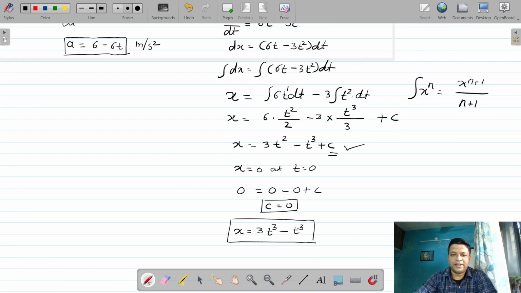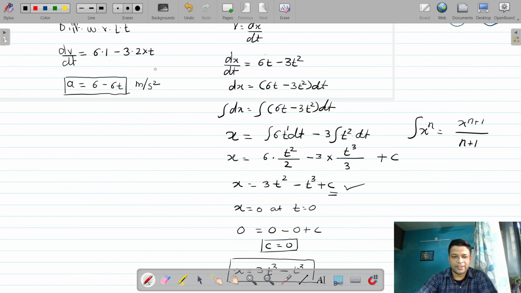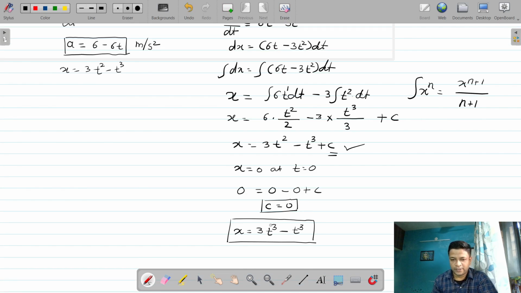By doing this simple integration and differentiation, we can find these values. So I will write the equation here: the value of x is equal to 3t square minus t cube. Remember, this is not 3t cube, this is 3t square. Okay, so this is the value of x.